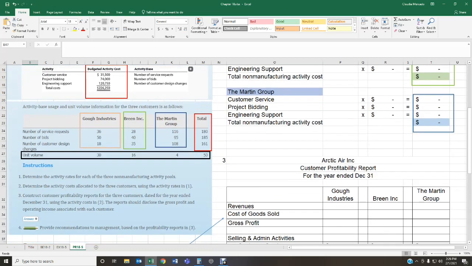We have 4 requirements. I'm going to first go through one at a time. That way we don't get overwhelmed with information. So the first requirement says, determine the activity rates for each of the 3 non-manufacturing activity pools.